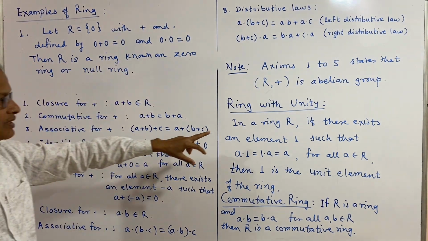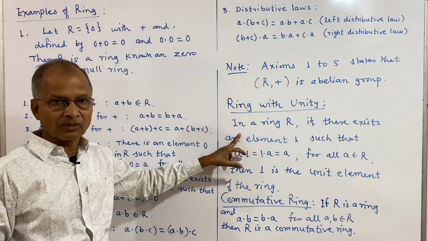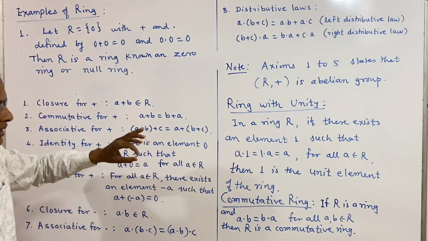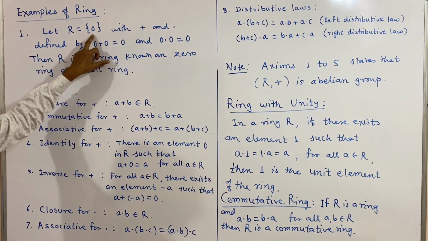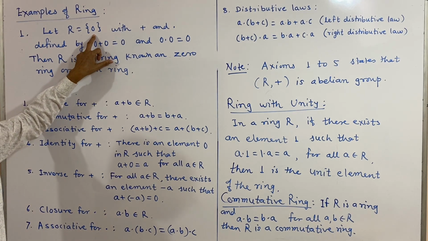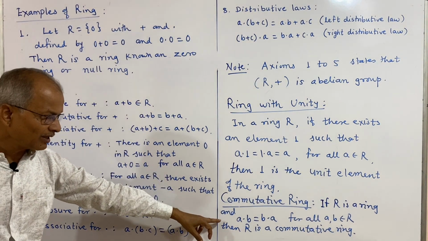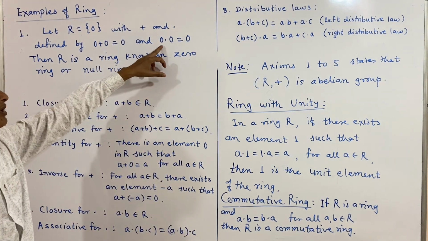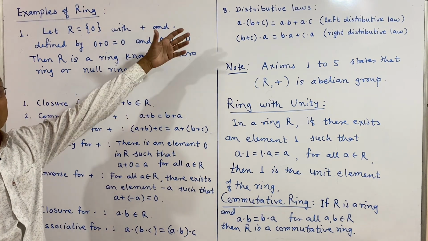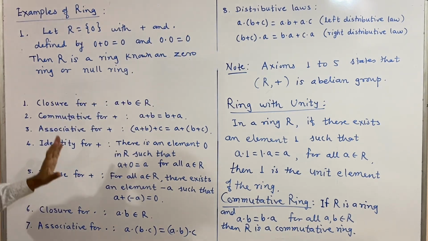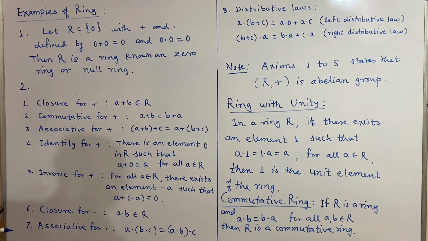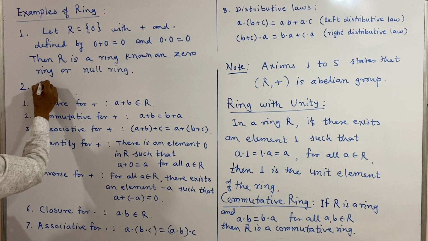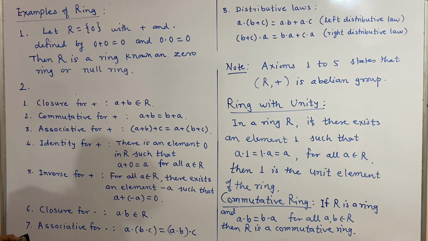Now what about this, whether it is a ring with unity? No, because the unit element is not there, 1 is not there in this ring, and therefore this is a ring without unity. Whether it is a commutative ring? Yes, it is a commutative ring because 0 dot 0 is equal to 0. And thus it is an example of a commutative ring. Now the second example we shall see: let R be the set of integers.